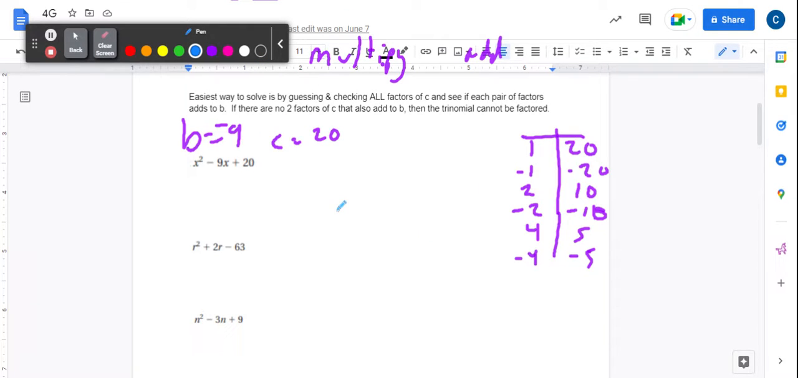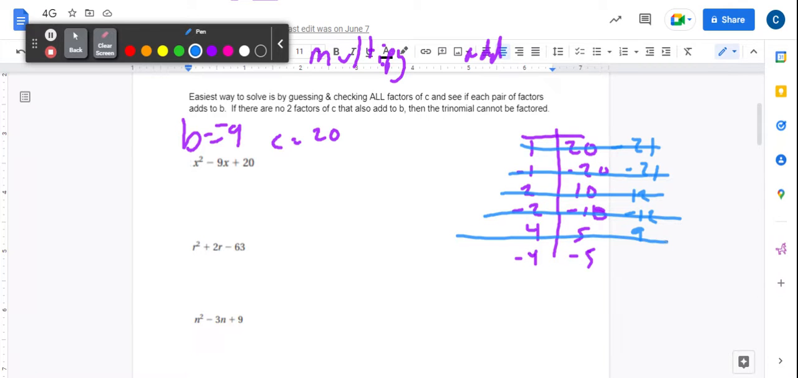Well, 1 plus 20 is 21, so that's out. -1 plus -20 is -21, so that's out. 2 plus 10 is 12, that's out. -2 plus -10 is -12, out. 4 plus 5 is 9. Well, we're close, but we need -9, so that's out. -4 plus -5 is -9. So our two numbers m and n are going to be -4 and -5.